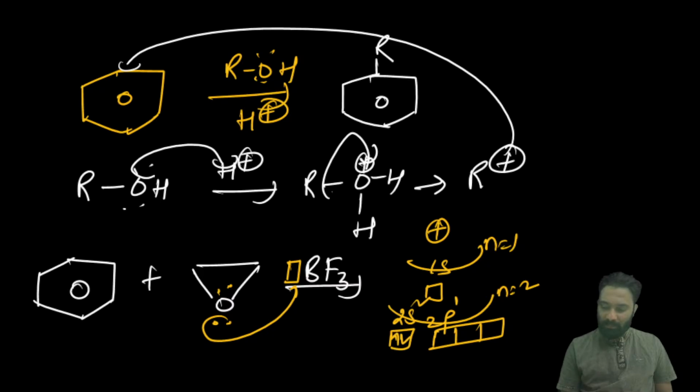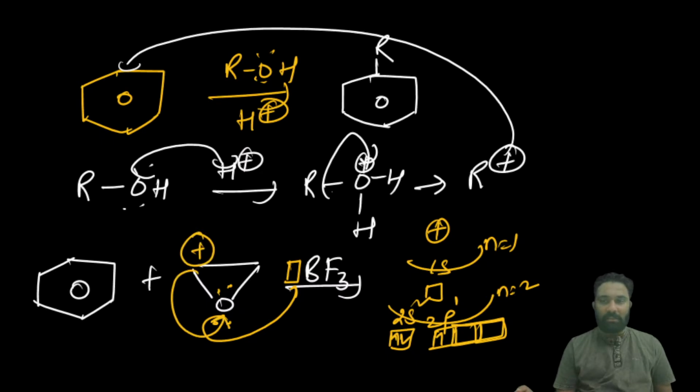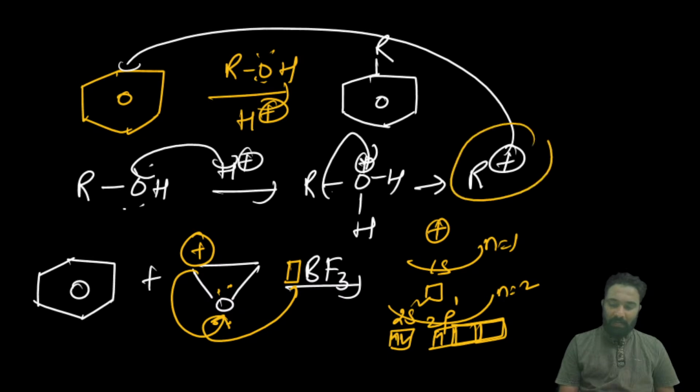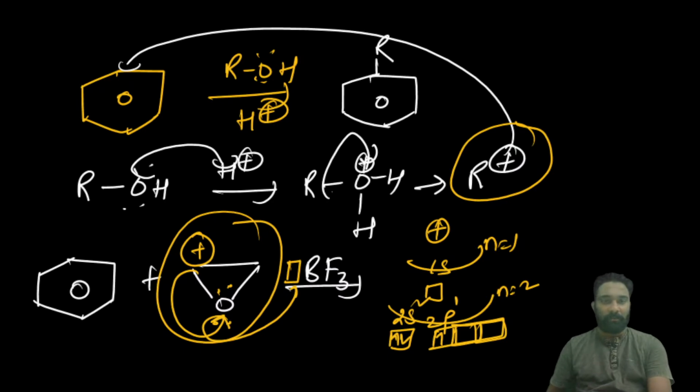Clear? Now due to the presence of this vacant orbital, it will accept, and this bond pair of electrons will shift toward the oxygen. Here you will get the positive charge. Here also one type of electrophile will be generated for the Friedel-Crafts alkylation. This type of reaction they also ask. With alcohols, the R electrophile will be generated, and with epoxides also an electrophile will be generated. Is it clear? Do you still have any confusion?